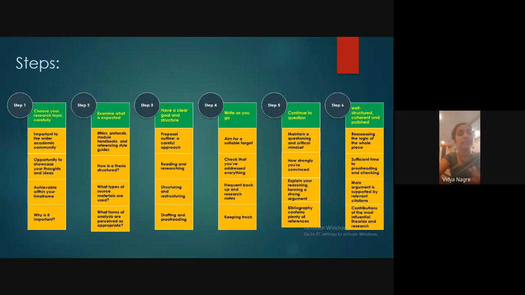Thereafter comes: have a clear goal and please structure it properly. Once I finalize my topic, have a clear goal. At the same time, understand what is hypothesis. When we ask what is hypothesis, you should have a clear goal, clear aims of your research. I want to do this. I want to study this particular topic with this intention.